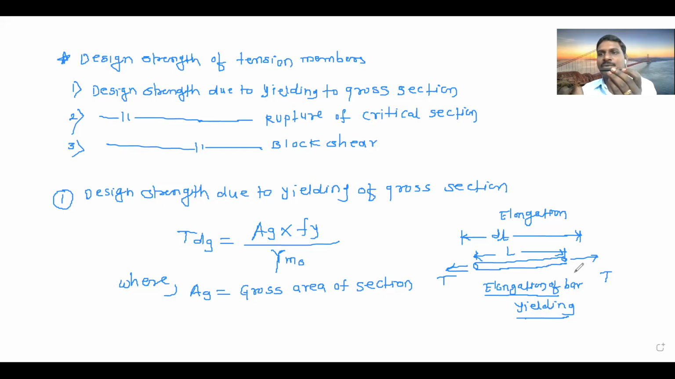If we apply tensile force on the rod, what is happening? That rod will elongate, and its length is changing, and at the end, at one location, that bar will fail, cut. That bar will cut, or that bar will fail. It means that bar or that rod fails due to which condition? Tensile.